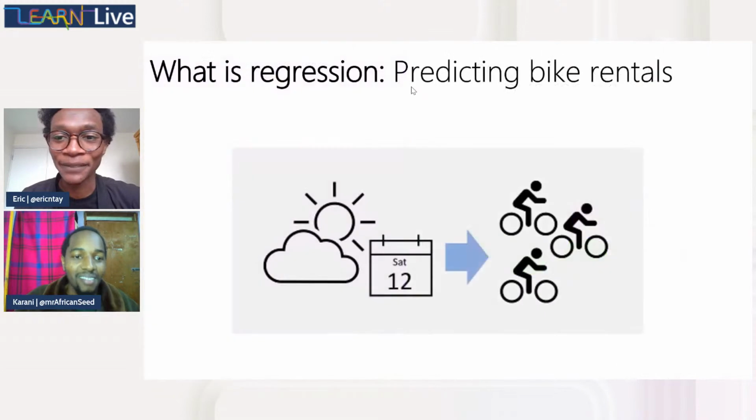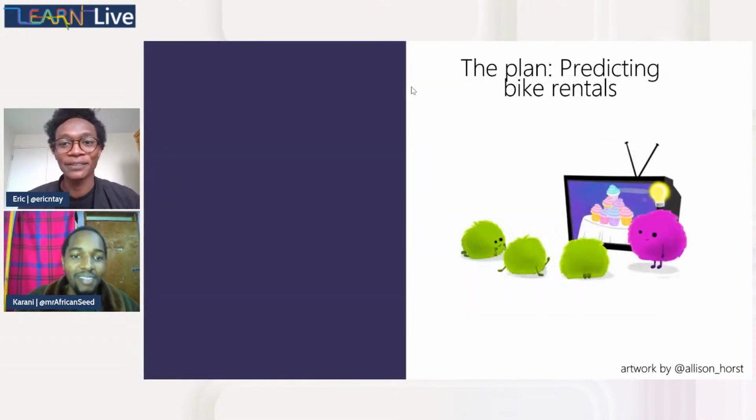All right, Karani. As you said, the plan is to predict bike rentals. So what's the process? Will we just fast dive into regression, or do you have a layout plan for us in terms of what will come after what, before getting into the actual doing of regression? Do you have a solid plan for us here?